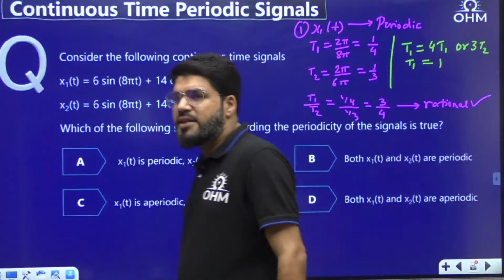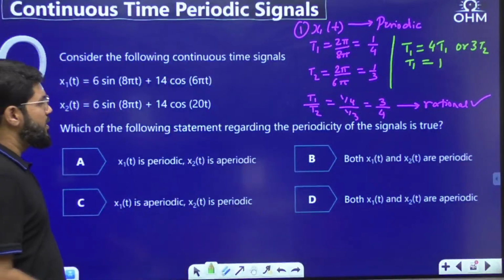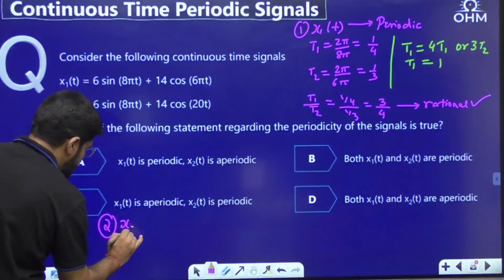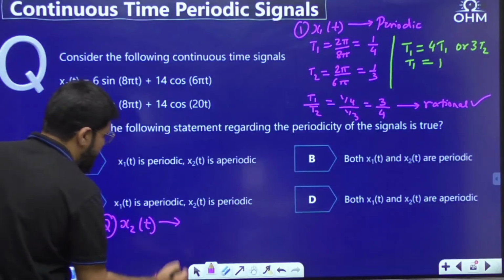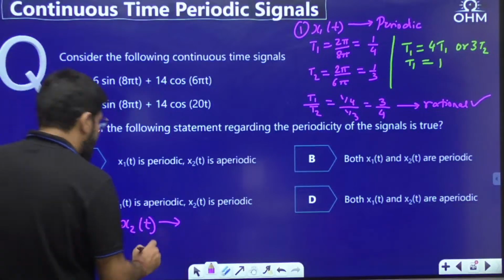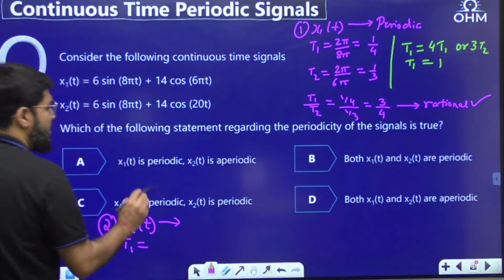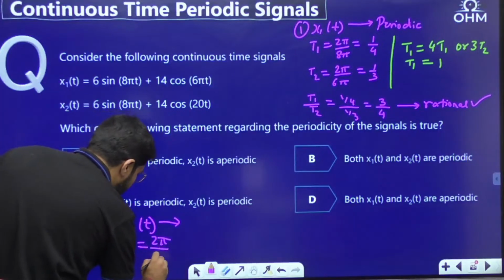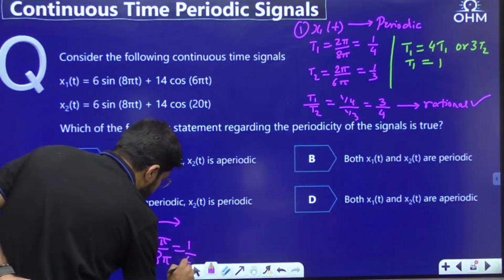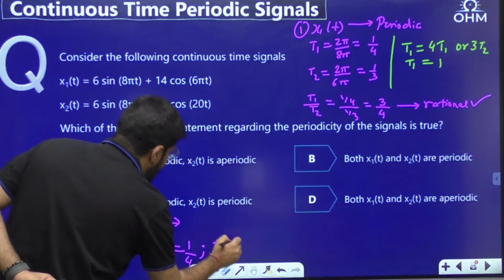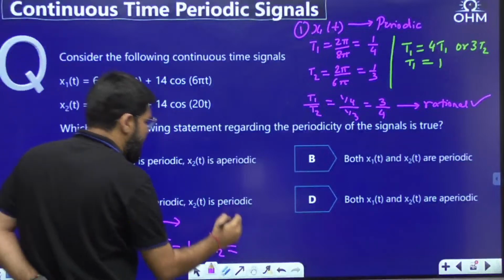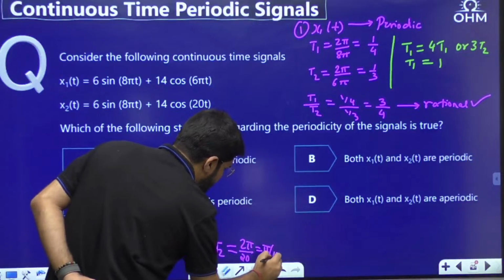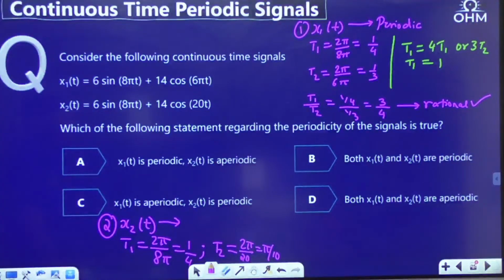Let's move ahead to the next. Next is x2t. Let's do it here. For the second signal x2t, whether this is periodic or aperiodic, we will comment. What is the time period T1? Here in this 6 sin 8 pi t it is the same, so 2 pi upon 8 pi, that is 1 by 4. For the second time period, you have 14 cos 20t, 2 pi by 20, which is also pi by 10.